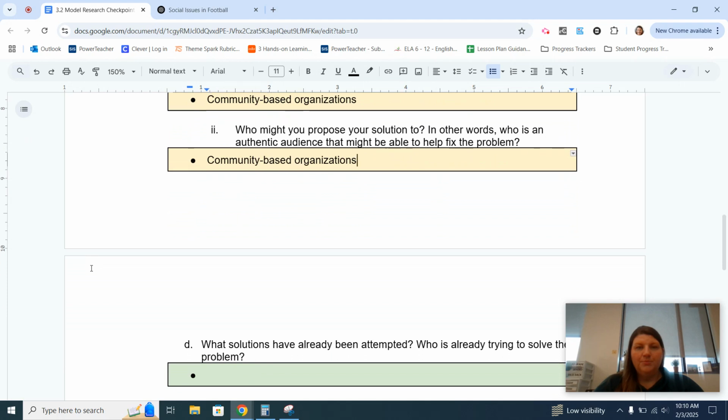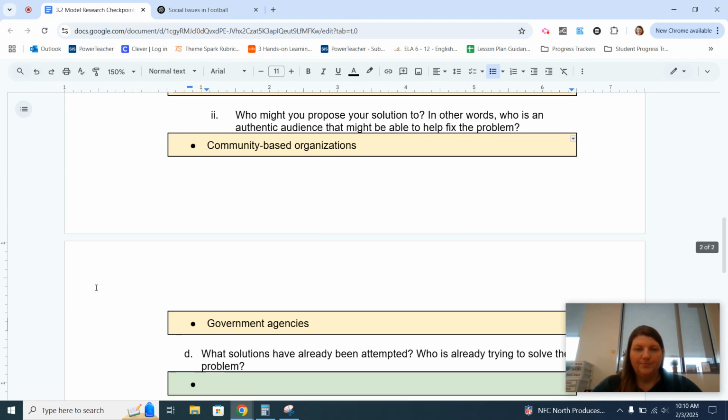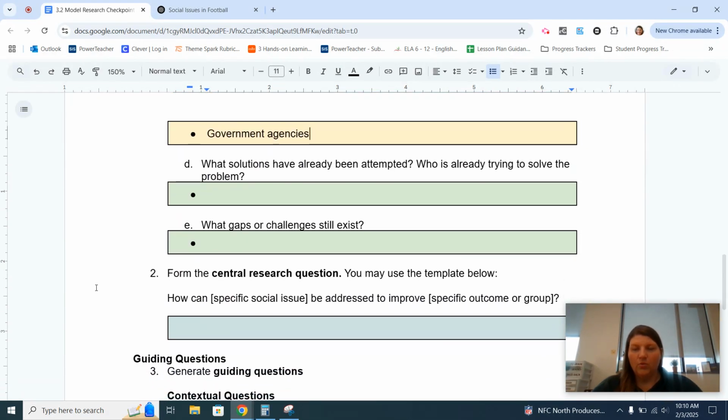Next is to think about who I might propose my solution to. So who is an authentic audience that I might be able to share my solution with in order to help fix the problem? So community-based organizations might be able to provide funding, provide resources like therapies, like support groups, that kind of thing. And then also government-based agencies. So this could be at the state level or national level or even local level.